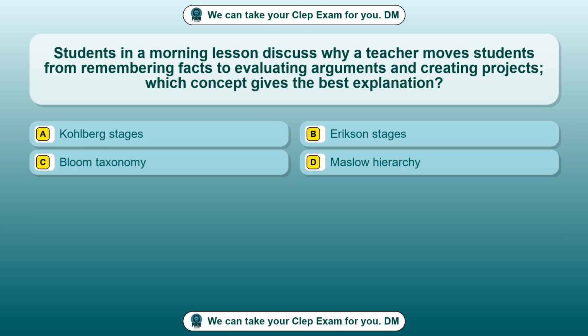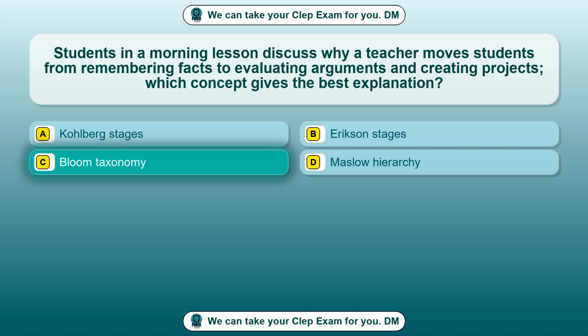Question 61. Students in a morning lesson discuss why a teacher moves students from remembering facts to evaluating arguments and creating projects. Which concept gives the best explanation? Option A, Kohlberg stages. Option B, Erikson stages. Option C, Bloom taxonomy. Option D, Maslow hierarchy. The correct answer is option C.